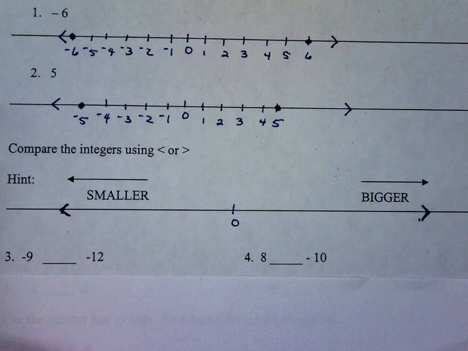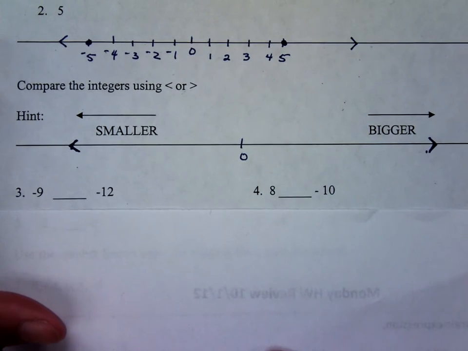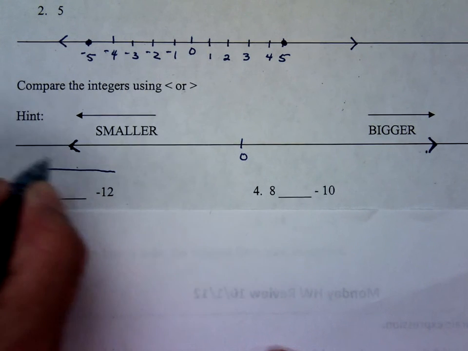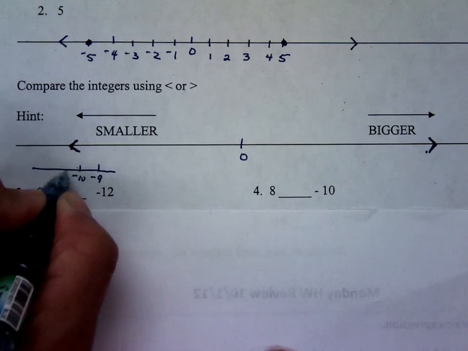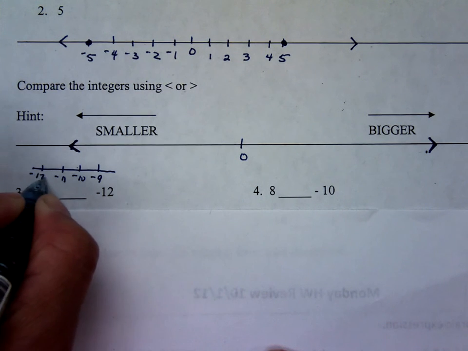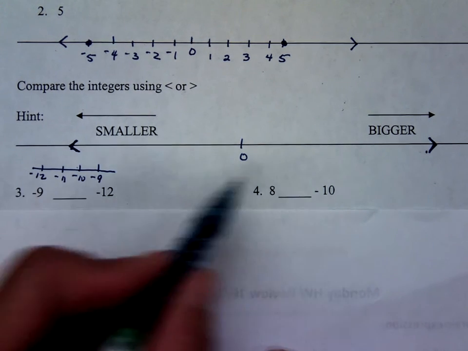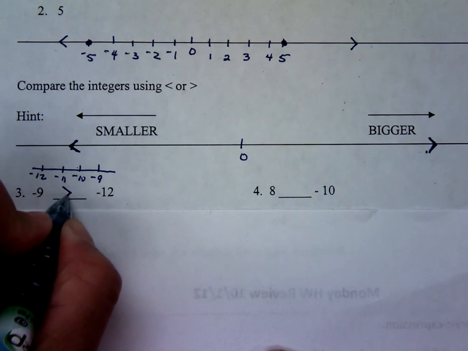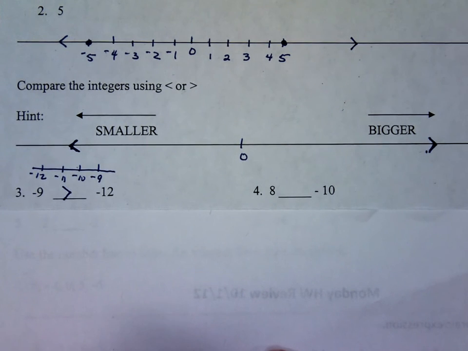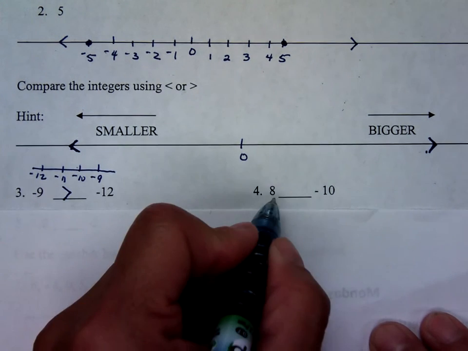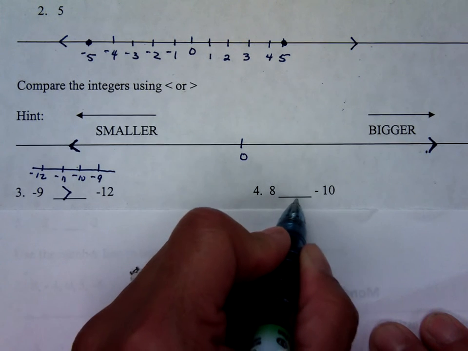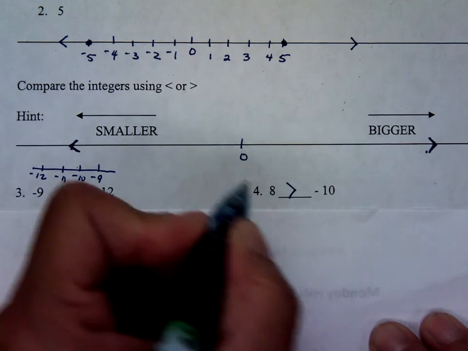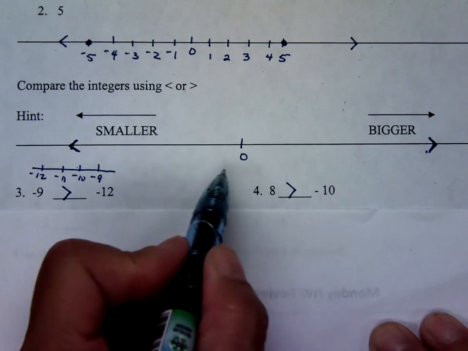So let's look at 3 and 4. Look at -9 and -12. For some of you, it might be easier if you make a number line and write -9, -10, -11, -12. Well, -9 is on the right-hand side, so that's greater than -12, because -12 is on the left-hand side. So -9 is greater than -12. Number 4 says 8 is what to -10? 8 is greater than or less than -10? Hopefully you said greater than, because 8 is on the right-hand side, and -10 is on the left-hand side.